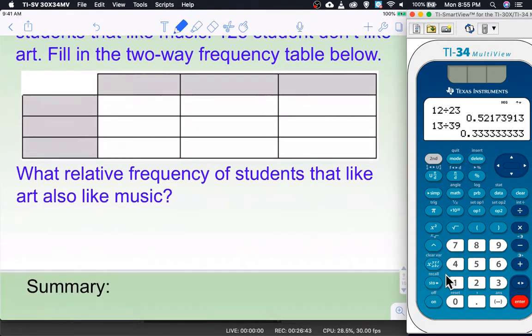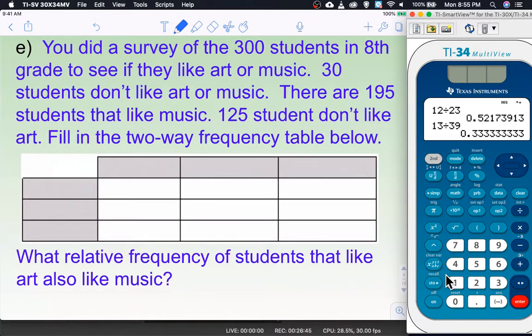Letter E, and this is the last one. It says, you did a survey of 300 students in 8th grade to see if they like art or music. 30 students don't like art or music. There are 195 students that like music. 125 students don't like art. Fill in the two-way frequency table below.